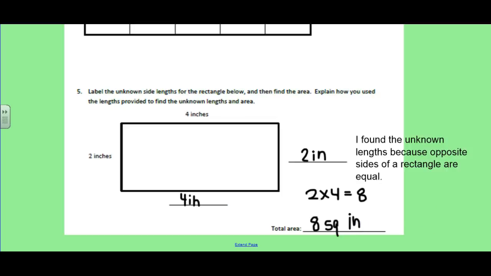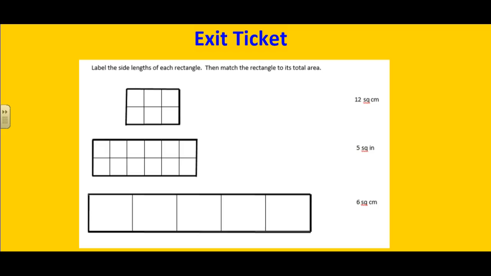Okay, so now we are finished with the problem set and you are ready to move on to the exit ticket, which is super simple because all you have to do is label the side lengths. So each one of these is going to have 2 numbers written on it. Notice that some of them are using centimeters and inches, so I don't want to just see the number when you're labeling the side length. I also want to see inches and centimeters. And then once you've labeled the side lengths, you draw your line to the correct area that it matches. So once you have this done, you may bring it to me and we'll check it.